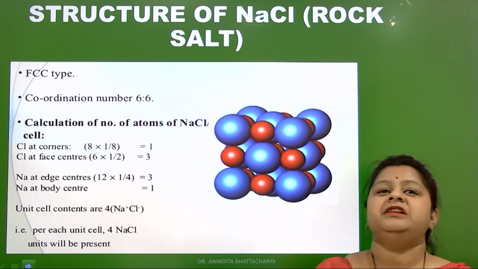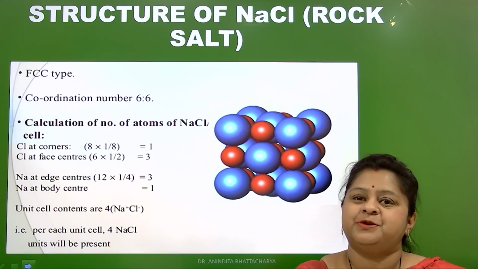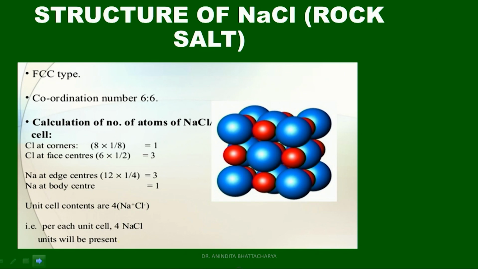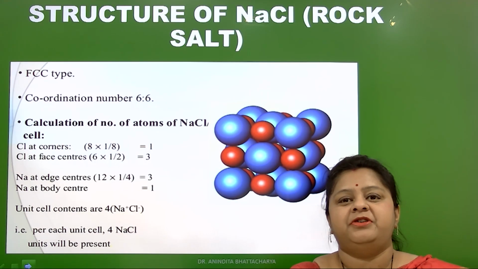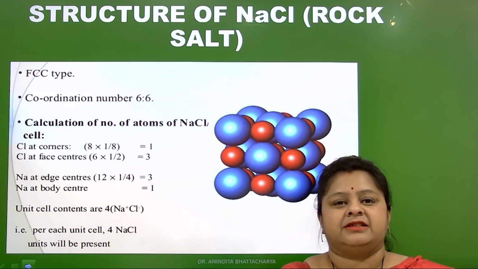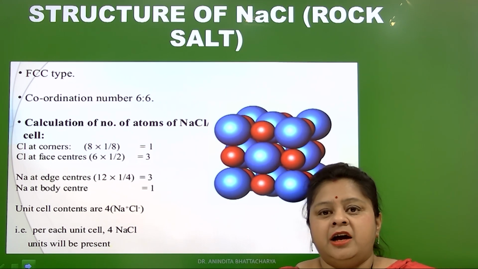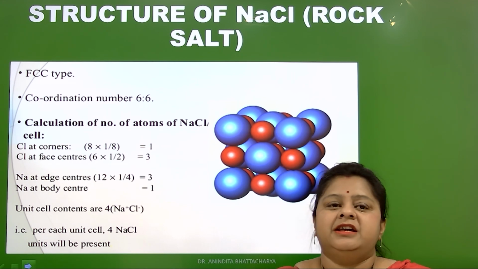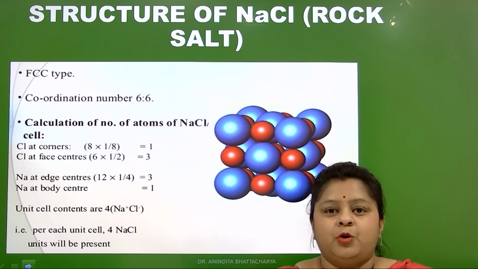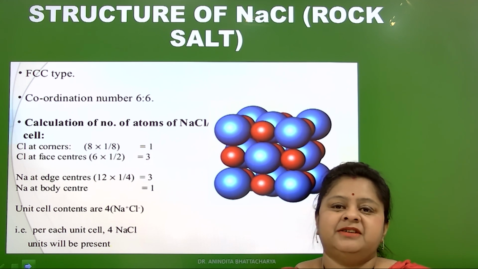So now we will discuss the structure of sodium chloride, commonly also called rock salt. It is a face centered cubic type whose coordination number is 6:6. If we calculate the number of atoms of sodium chloride in a cell, we have chlorines at corners as well as in the face centers.